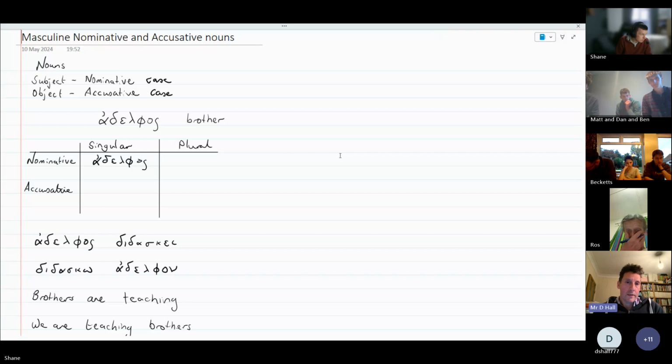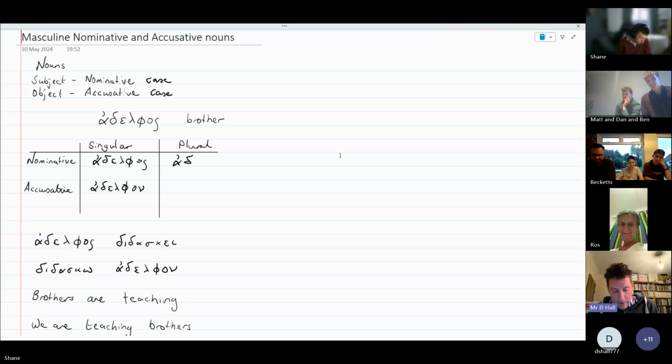Now, if brother is in the accusative, i.e. it's the object, then it changes. The stem, which is adelph, stays the same, but instead of omicron sigma, we have omicron nu. So it goes to adelphon. So we're going to be able to identify in a Greek sentence whether brother is the subject or the object of the sentence by its ending, because its ending would change. Now there are singular and plural, so we have brothers. For those of you that have brothers, you'll know how much fun that can be.